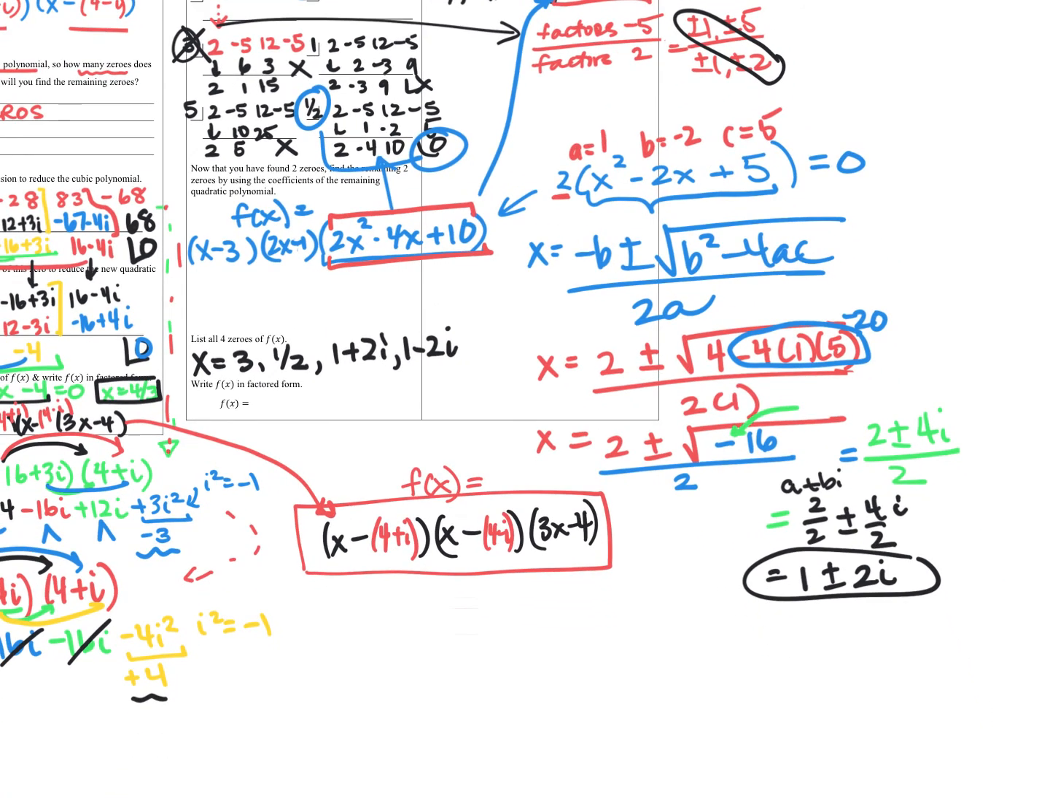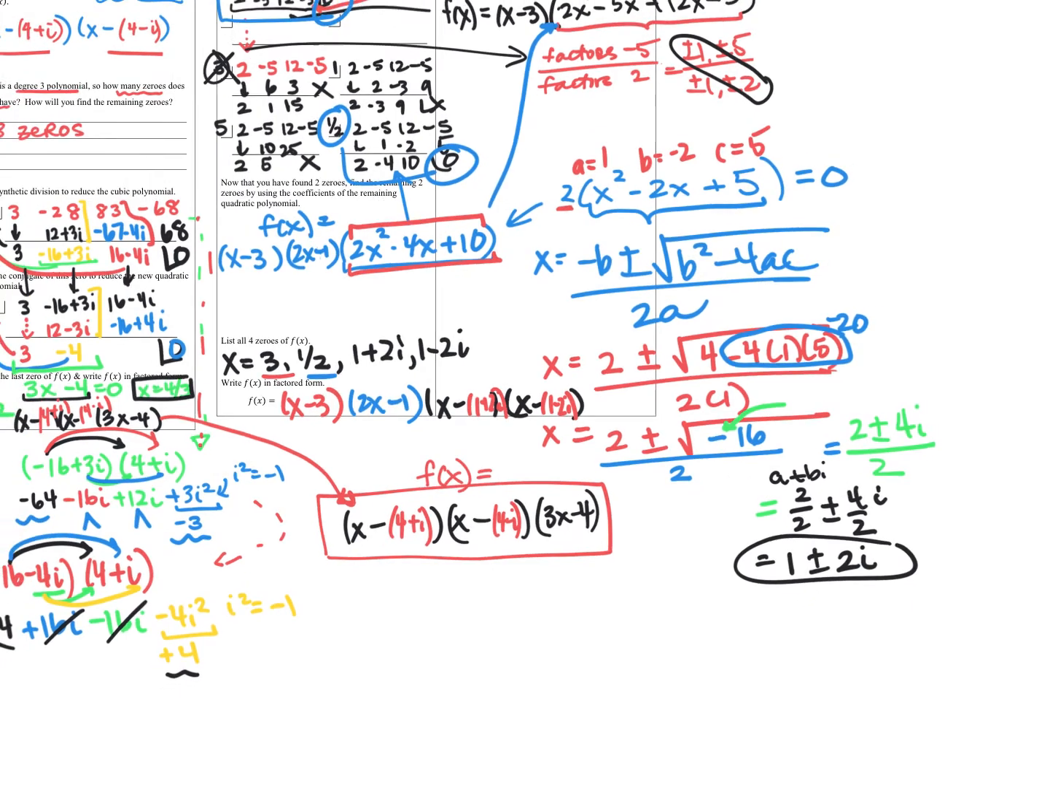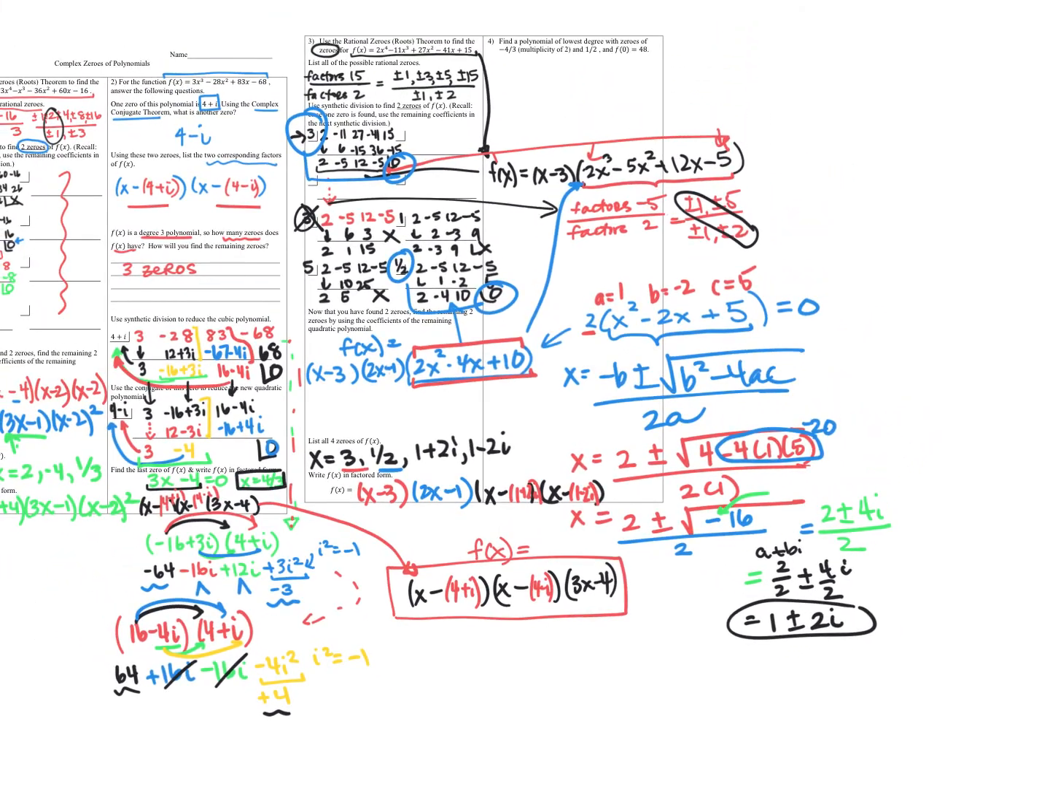So again, in factored form, I'm going to have x minus 3 for that first 0. I'll have 2x minus 1 for that second 0 of 1/2. And then I'm going to have, they don't look pretty, x minus 1 plus 2i and x minus 1 minus 2i. Okay, so again, it doesn't look that pretty, but it has been factored into a product of linear factors.